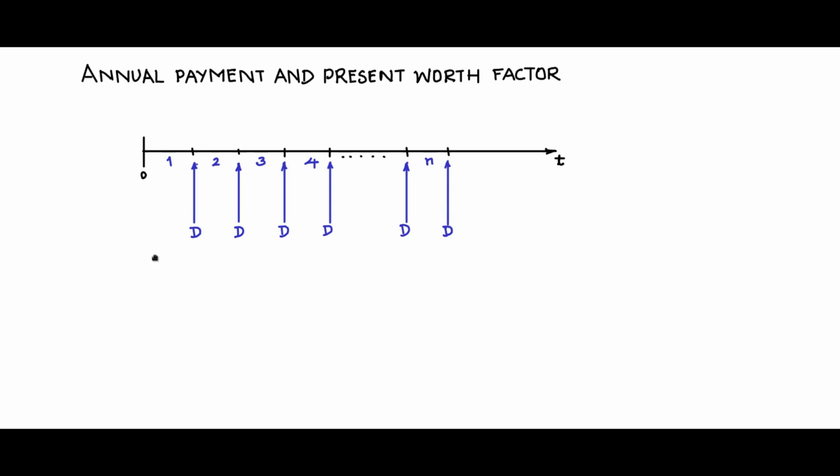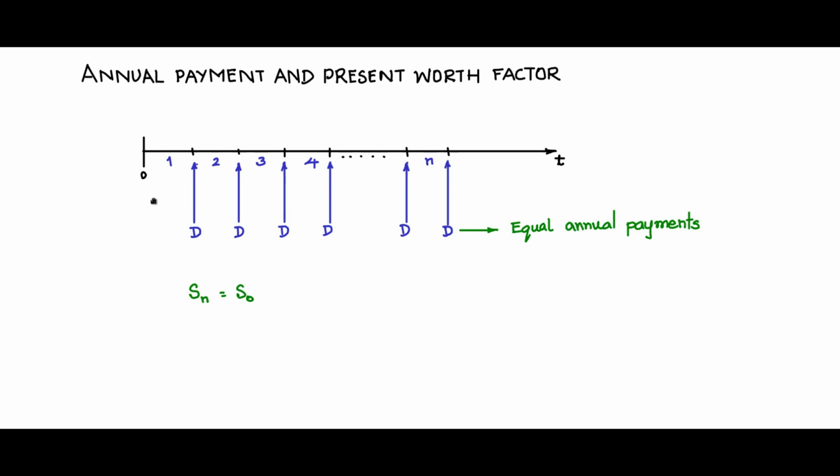You bring it all to the same time frame, then there you can add. So there we algebraically add them, and then you will get the equivalent value for the present worth. That is the principle that we are going to follow. So this D are the equal annual payments that one makes.